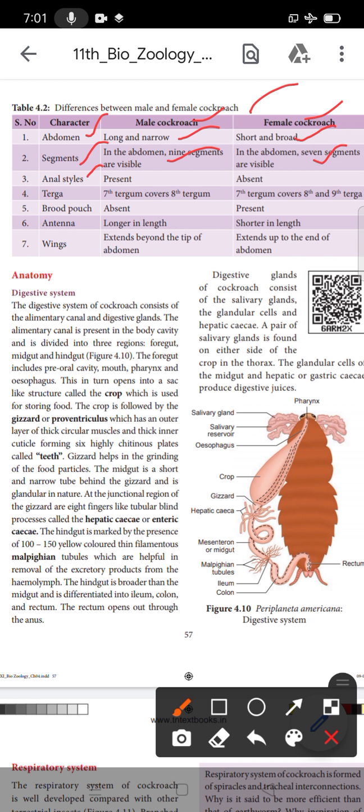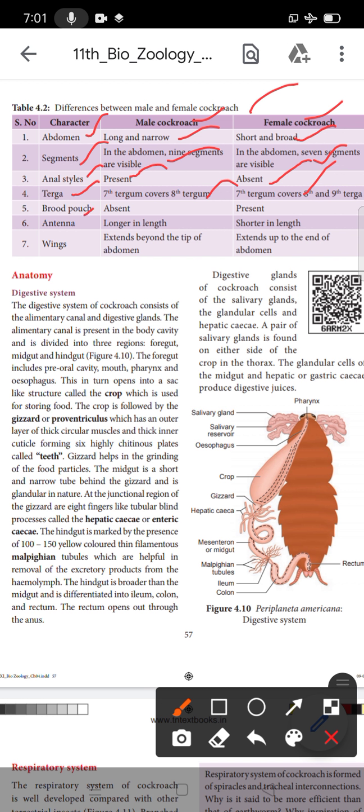Then anal style. Anal means it is related to reproduction, and the anal style is present in the male cockroach, but absent in the female cockroach. Then fourth one, terga. In the male, the 7th tergum covers the 8th tergum. But in the female cockroach, the 7th tergum covers the 8th and 9th terga.